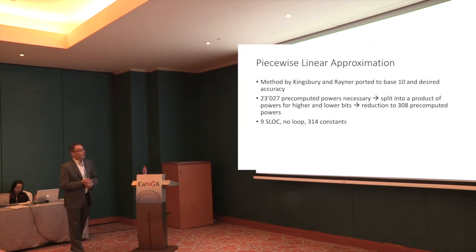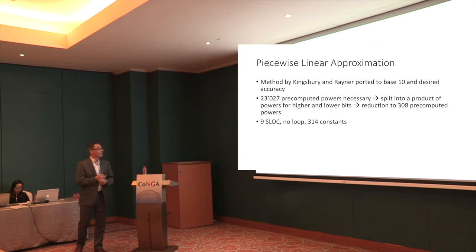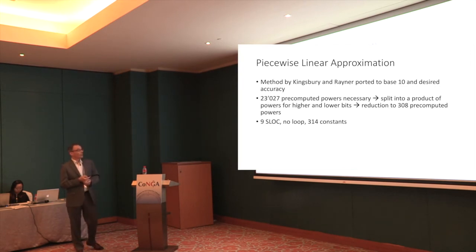The piecewise linear approximation was presented many years ago for base 2. Porting that to base 10 and the much higher accuracy that we have here, we don't need 11 intermediate points. We actually need 23,000 pre-computed powers, which is quite a lot. That can be optimized by splitting that into a product, and then we end up with 308 pre-computed powers. This implementation takes only 9 lines of code, has no loop, but in contrast has a lot more lookup values.